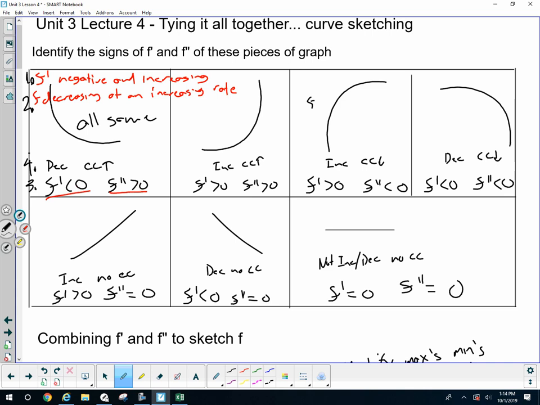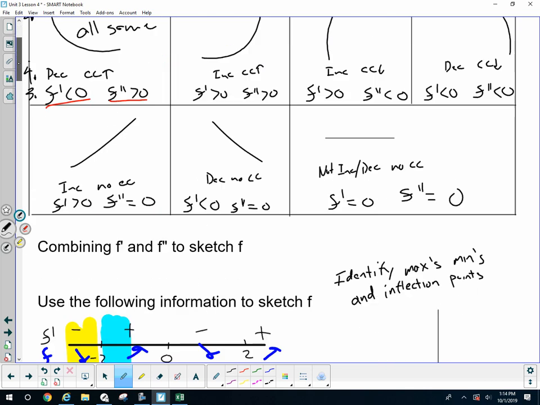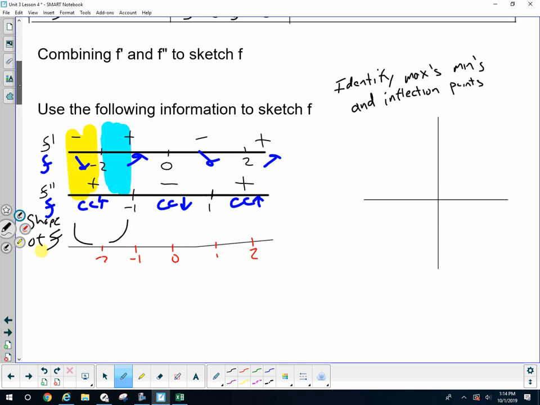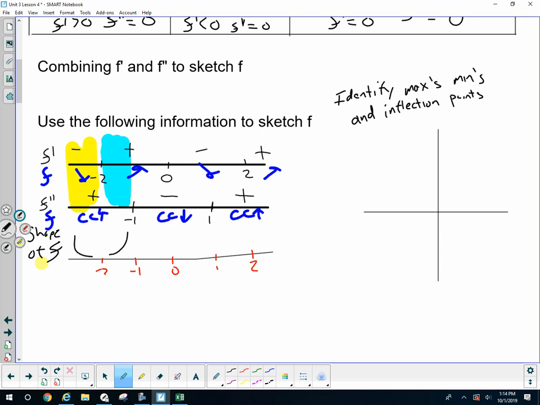Okay, so we need to be comfortable with all four, and you'll see questions in all four different ways. So let's go back to this. Understanding now those derivatives and the signs, we should be able to understand the shape of f. So next interval is from -1 to 0. F prime is positive, f double prime is negative, increasing concave down.